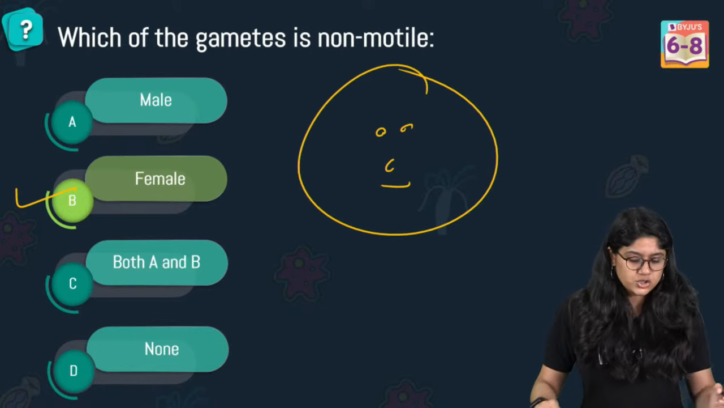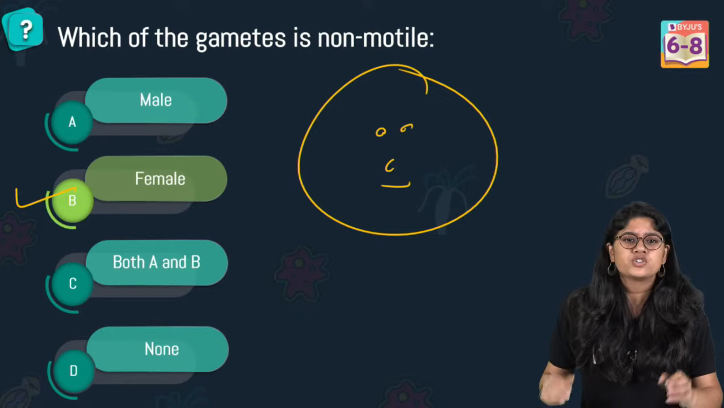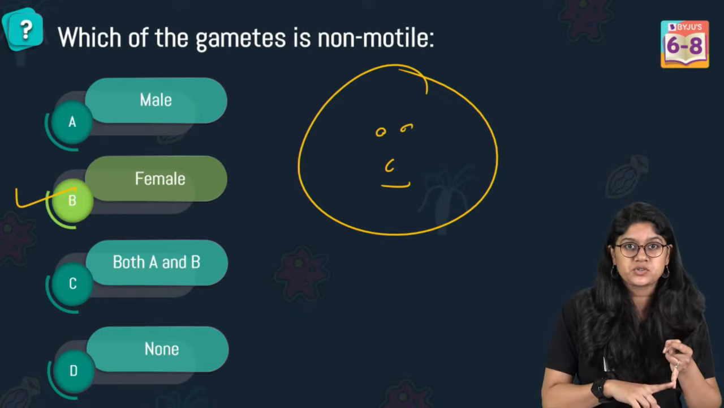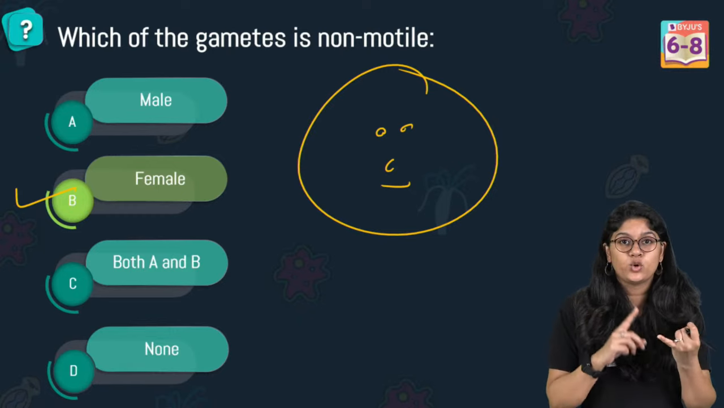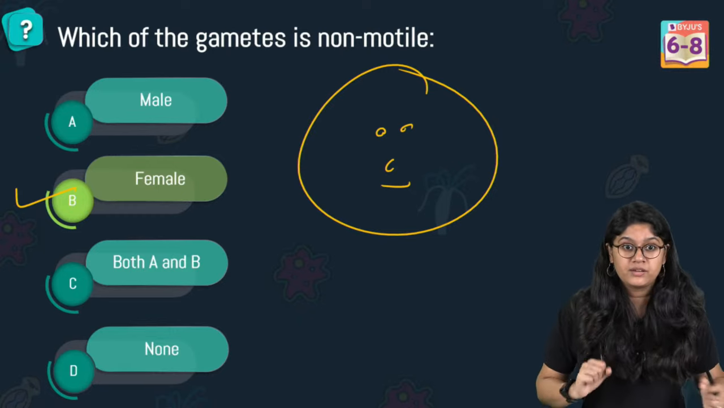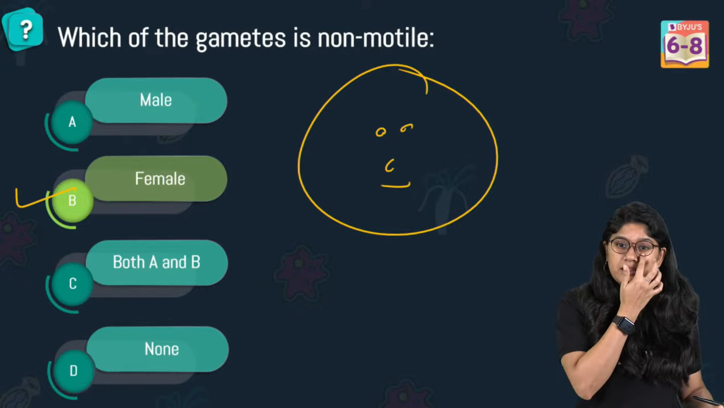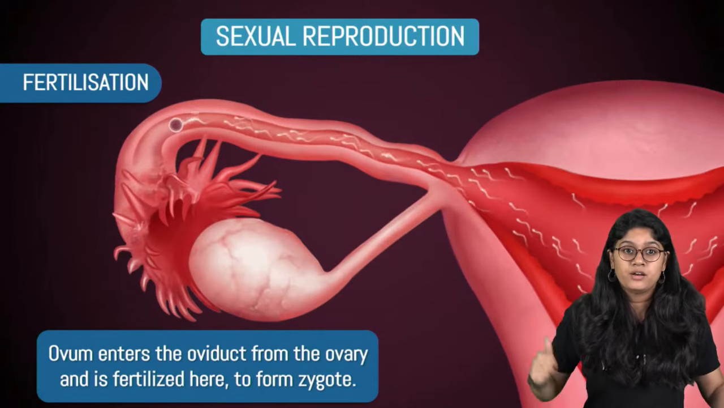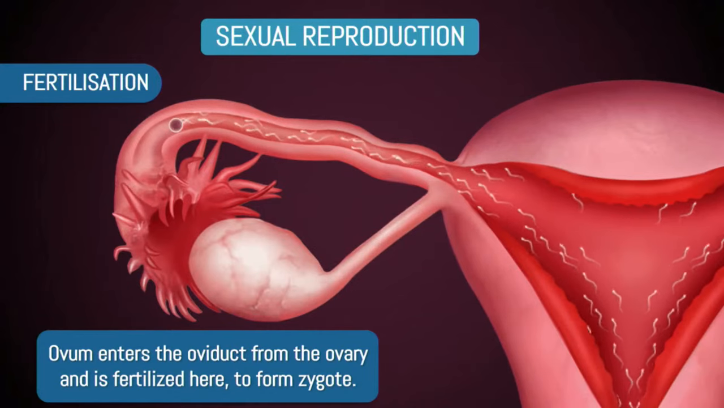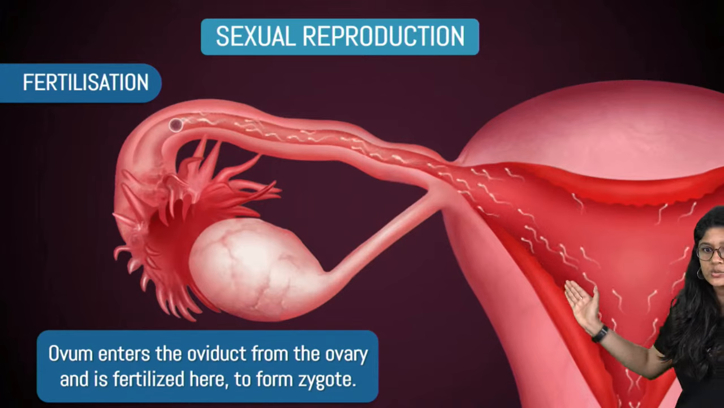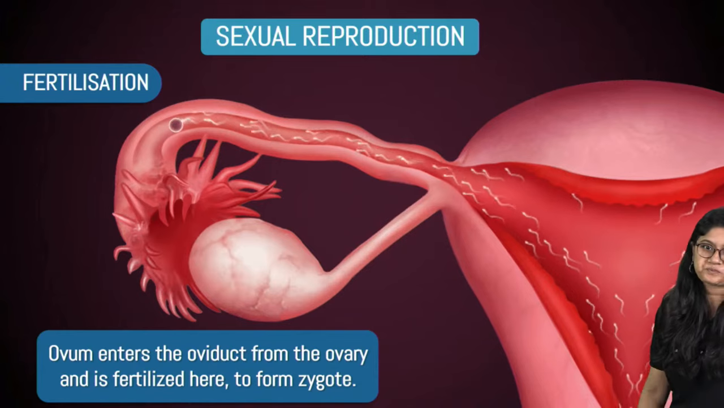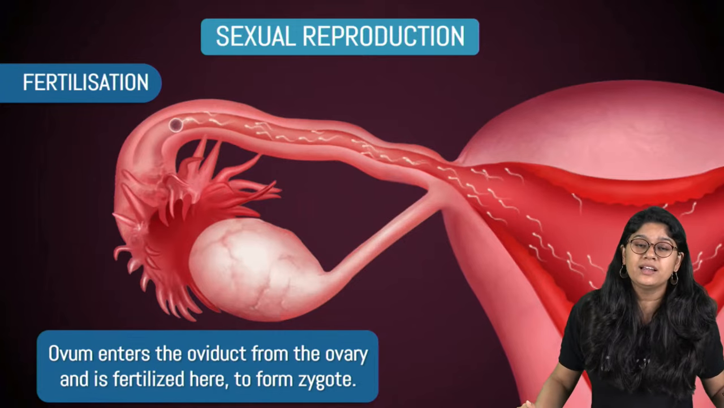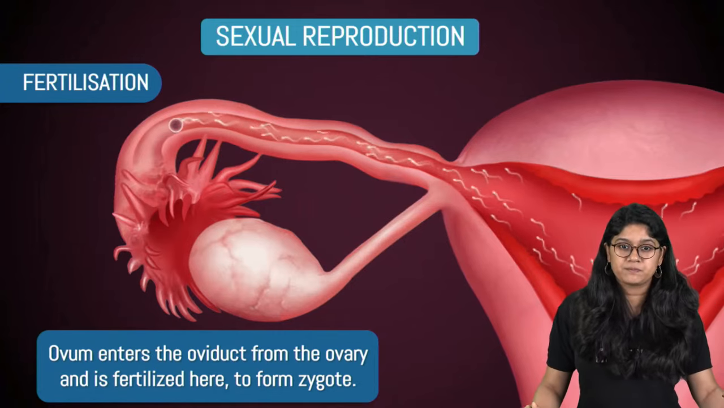Okay. Now let's talk about fertilization. So till now we have discussed that in females, the ovary is producing the ovum, right? And in the oviduct, the ovum will move. Now let's understand this. What is fertilization? Everyone over here, can you see these small dots that are moving towards the egg over there? Fertilization is nothing but the fusion of male and female gamete.